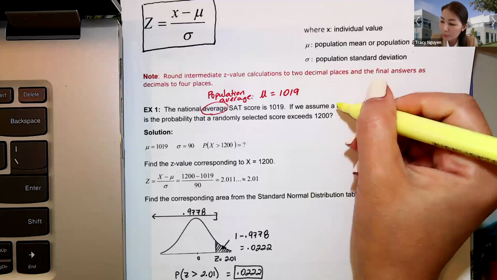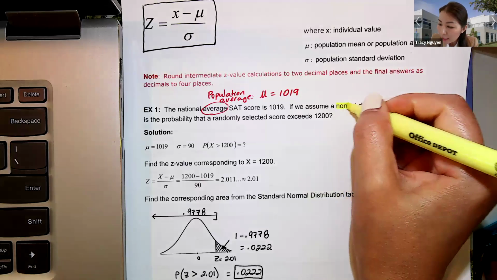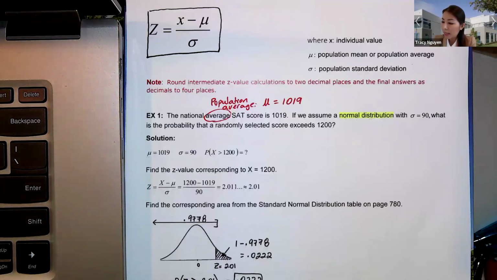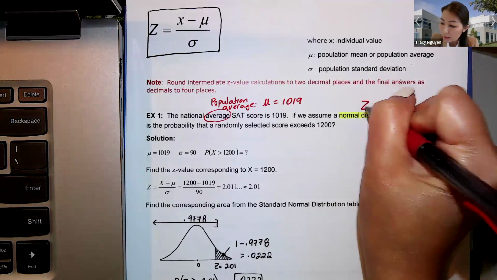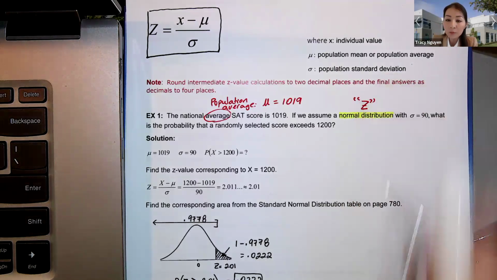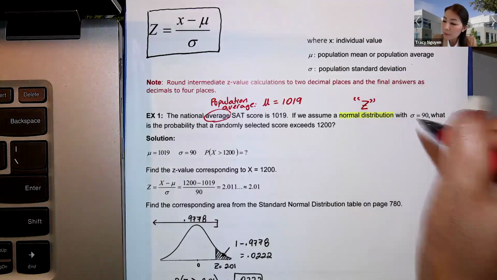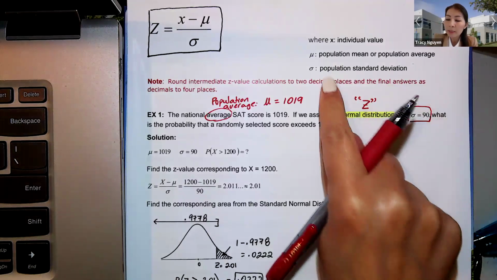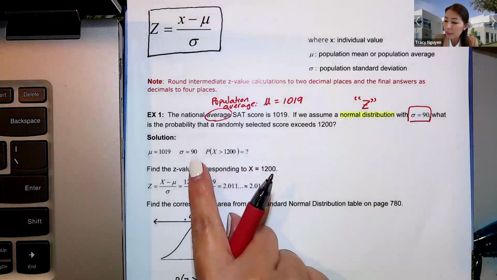If we assume a normal distribution, now, because we're doing it lesson by lesson, you probably don't see the importance of the keyword here, but when you take the quiz or an exam, this will narrow down for us that we have a z. So we're going to use our formula for z to solve. With sigma equals 90, it looks like a letter O, and sigma is for the population standard deviation.